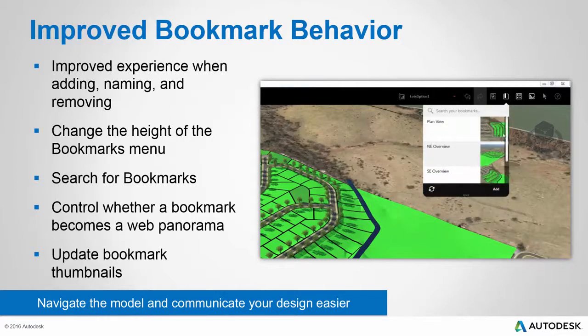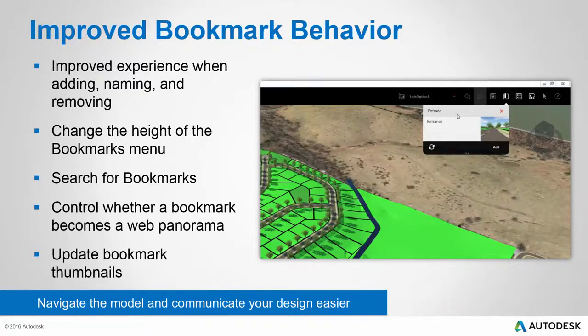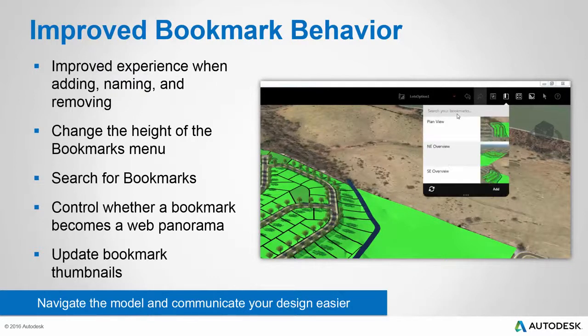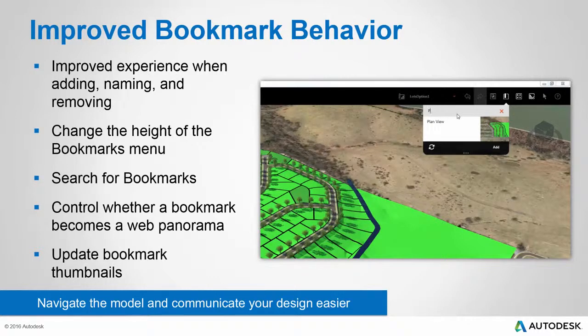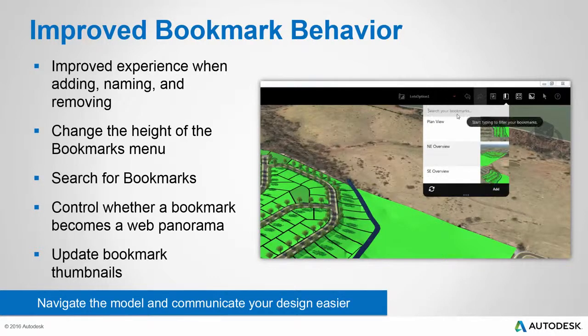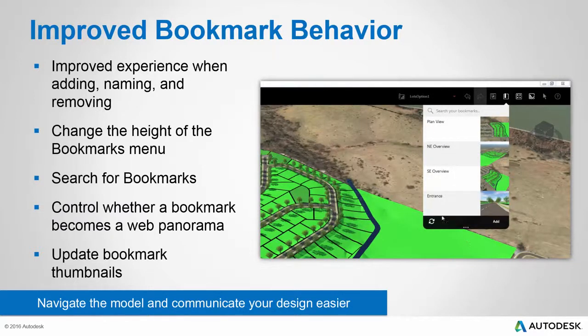If you do have a lot of bookmarks in your model, you can use the search functionality at the top to type in a keyword, and InfraWorks 360 will filter the list of bookmarks to only show what matches your keyword. You can also use a handy icon to control whether a bookmark becomes a web panorama, just by simply toggling that feature on or off.